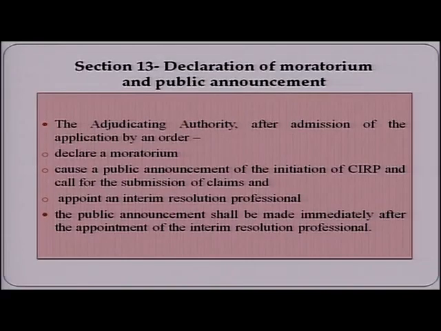Now, coming to the topic at hand, Section 13 is regarding declaration of moratorium and public announcement. So the adjudicating authority, after admission of the application of insolvency, may by an order declare a period of moratorium and also appoint an interim resolution professional, and this resolution professional is required to publish a public announcement in a daily newspaper calling for submissions of claim. There will be a fixed time within which the claims are to be submitted by the claimants who are desirous of making such claim against the corporate debtor, along with the proof that such debt has been incurred by the corporate debtor against them.